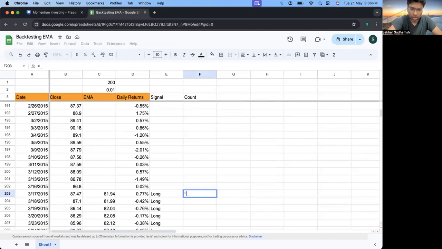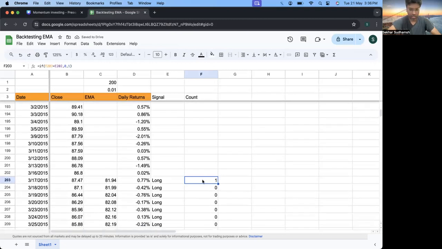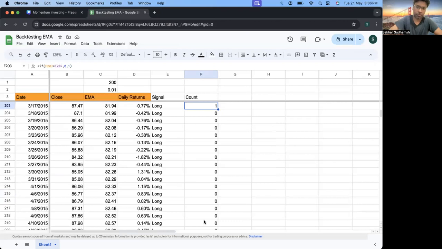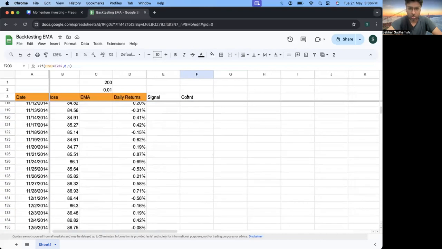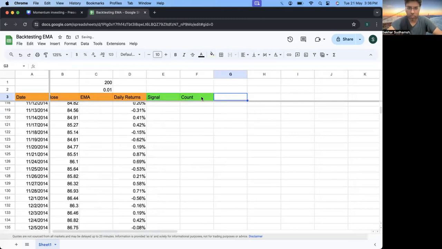So how do I do that? So if today's value is same as yesterday's value, I count it as 0. If not, I count it as 1. Let me double click that. Okay. So I got 53 times an entry signal in a total of 2,261 days. So that's a pretty low number. So let me color these two as green, to denote that signals are different from the raw data.